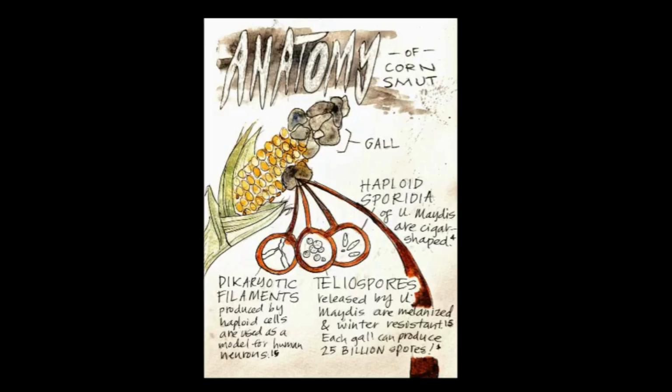Those spores will then become haploid sporidia. They're cigar-shaped, and those then become dikaryotic filaments, which go into the plant. Those anatomically are actually used as a model for human neurons.